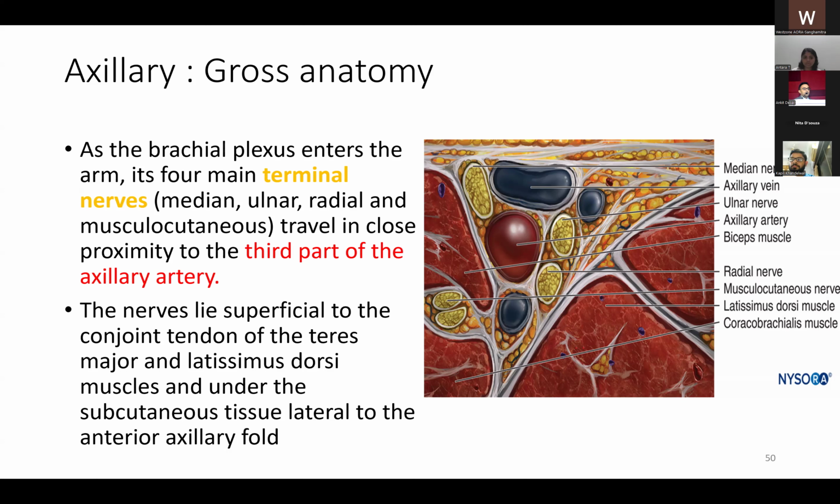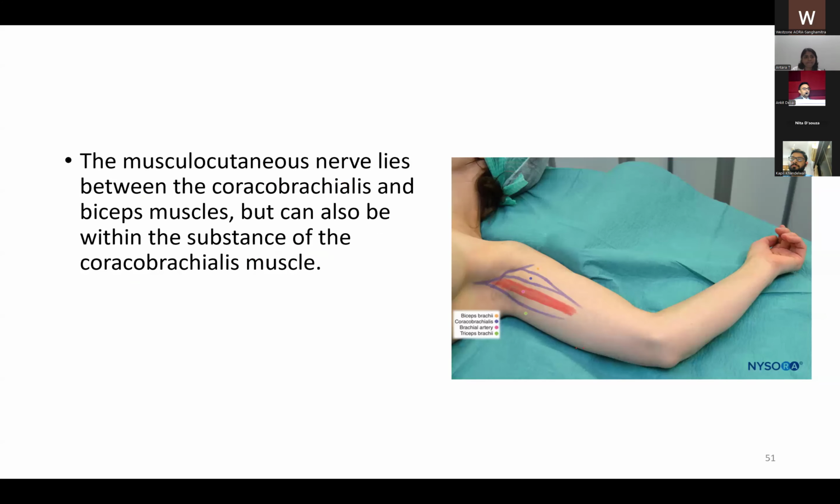The nerves lie superficial to the conjoint tendon, which is formed by the teres major and the latissimus dorsi muscle, and under the subcutaneous tissue lateral to the anterior axillary fold. We can see the musculocutaneous nerve lies between the biceps brachii and the brachialis on the lateral side of the axillary arm.